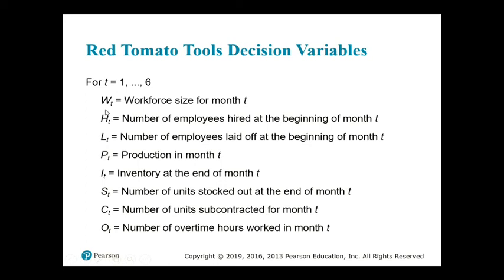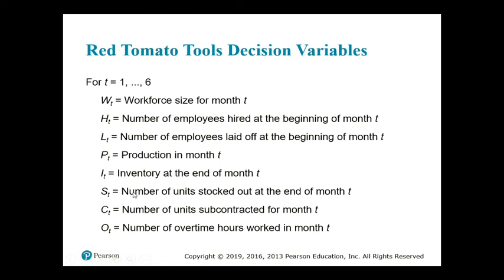Now, one is how many workers should we have in each month? And because of this workforce size, we may need to hire someone, which is HT, or fire someone, which is LT. And we assume that the hiring and laying off happens in the beginning of the month. And then the total production level in month T, which we denote as PT.